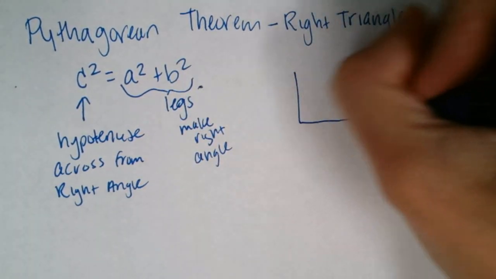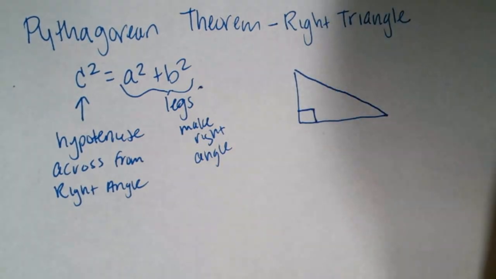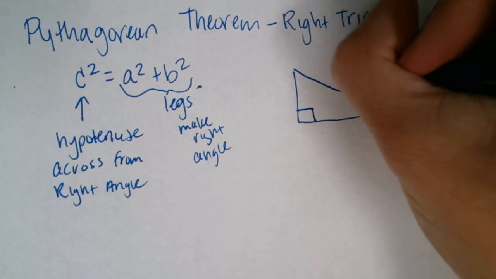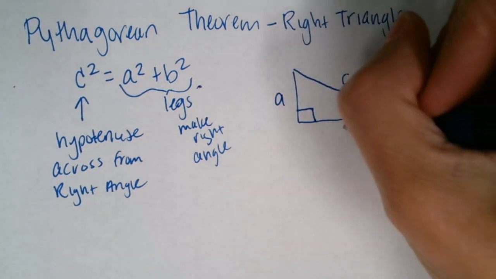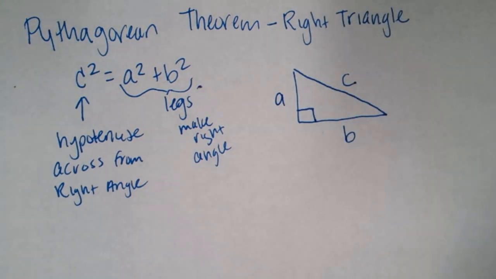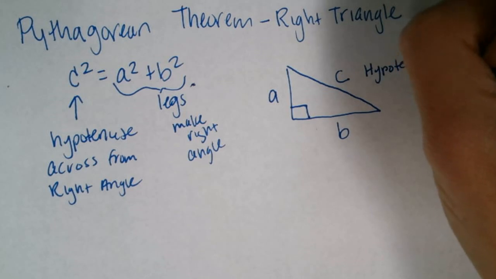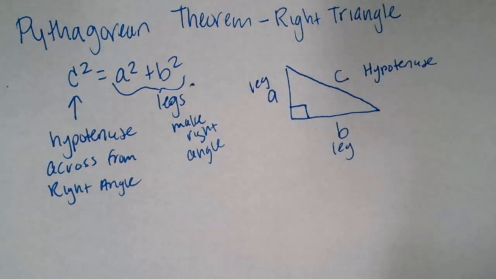Okay, so if we sketch a picture of what this looks like, my right angle is shown by a box. The C goes across from it, so this is the C. The A and the B are the two sides that make the right angle. Okay, so this is the hypotenuse, this is the leg, and this is the leg. And it doesn't matter which one you call A and which one you call B.